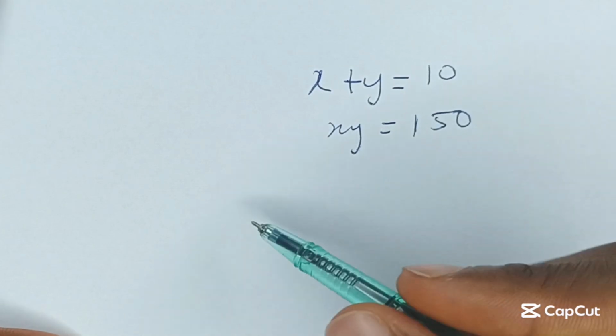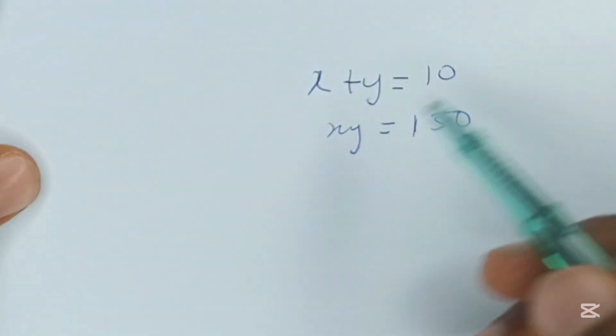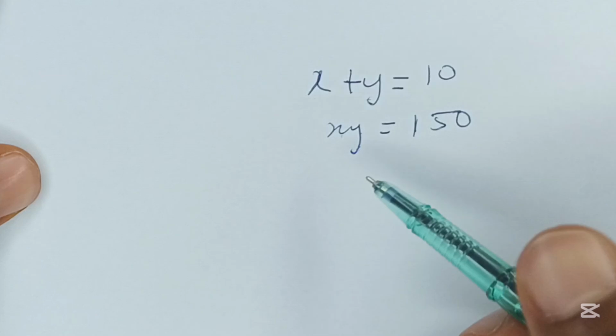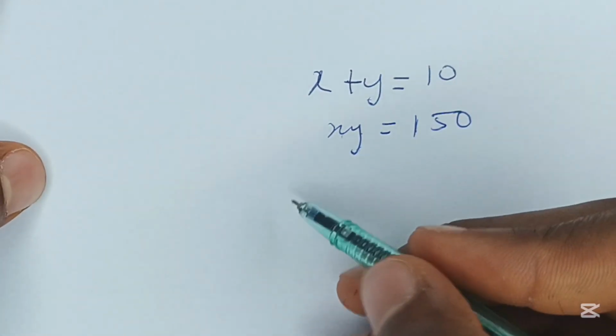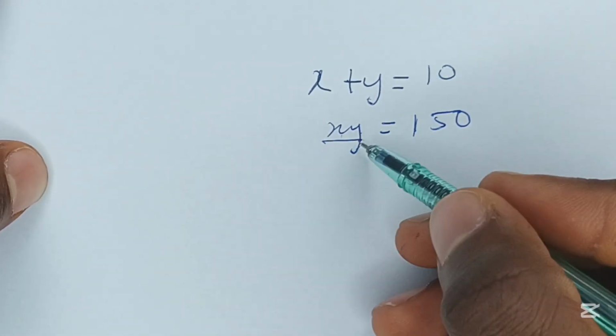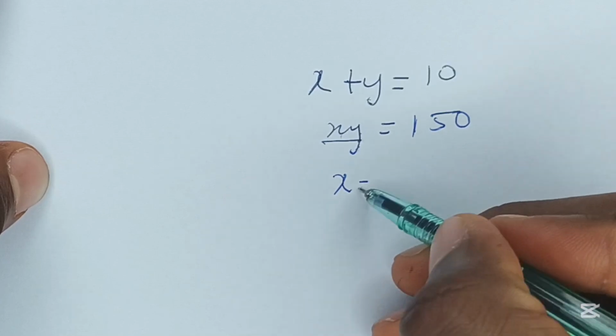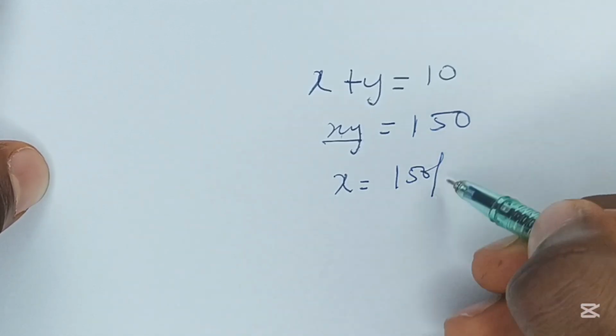Let's solve this together. It says x plus y is equal to 10 and xy is equal to 150. How do we solve this? First thing to do is that we can express x in terms of y. So I have that x is equal to 150 over y.